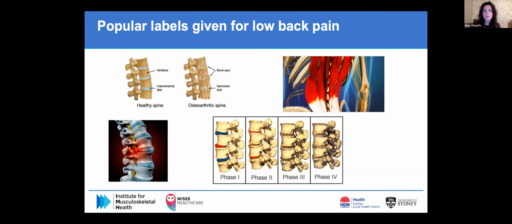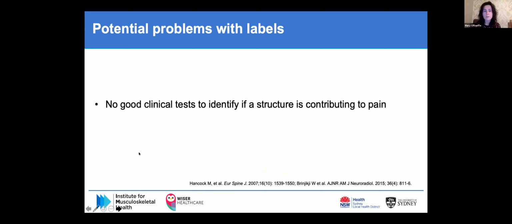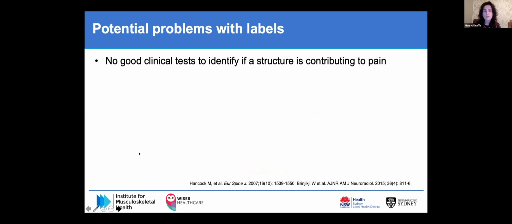So here are some of the potential problems with labels that made me interested in looking into them in more detail in a trial. Number one, in the clinic at the moment, we don't have very good clinical tests to identify if a particular structure is contributing to a person's back pain. And again, this is heavily debated. Some clinicians say, I am able to identify if a disc bulge is a cause of pain, but really based on the current evidence, it's kind of wishy-washy.